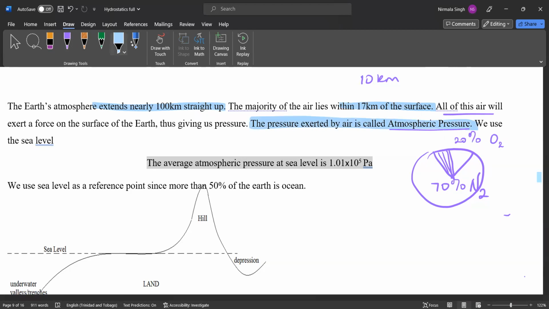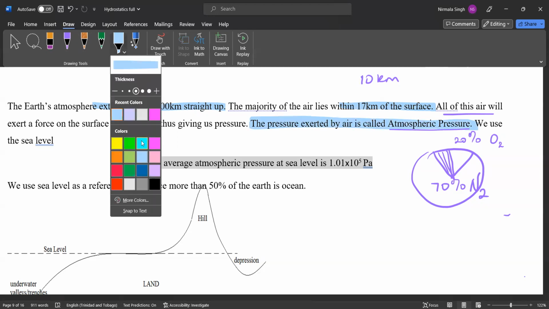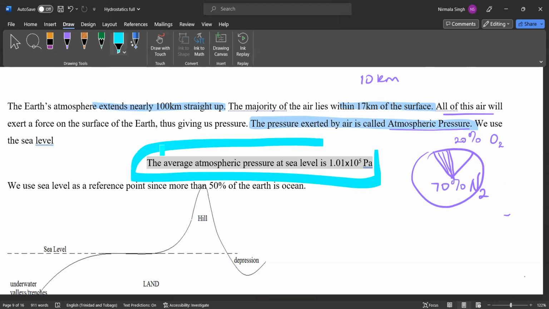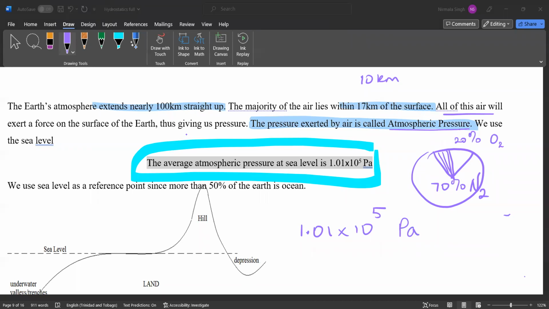We use sea level as an average point because the majority of our planet is water. So we take a reference point at sea level. The average atmospheric pressure at sea level, and you will have to learn this value, is 1.01 by 10 to the 5 pascals. See why I taught you all to use standard form in a calculator? So 1.01 by 10 to the 5 pascals is the average atmospheric pressure at sea level.